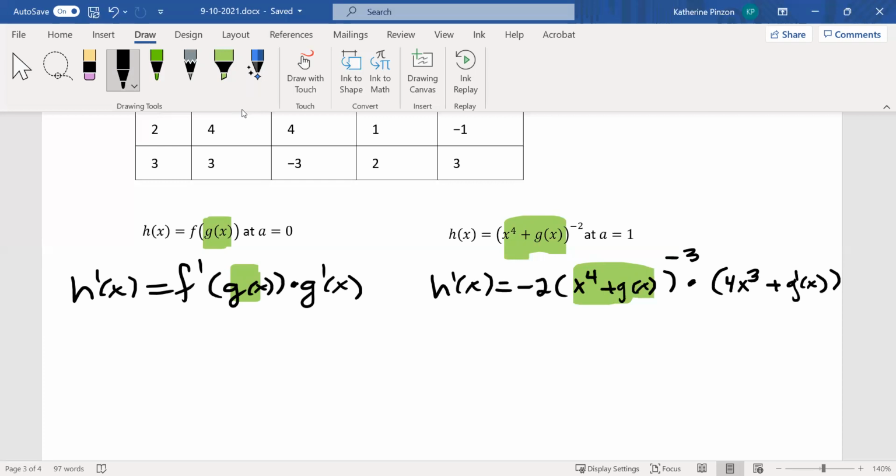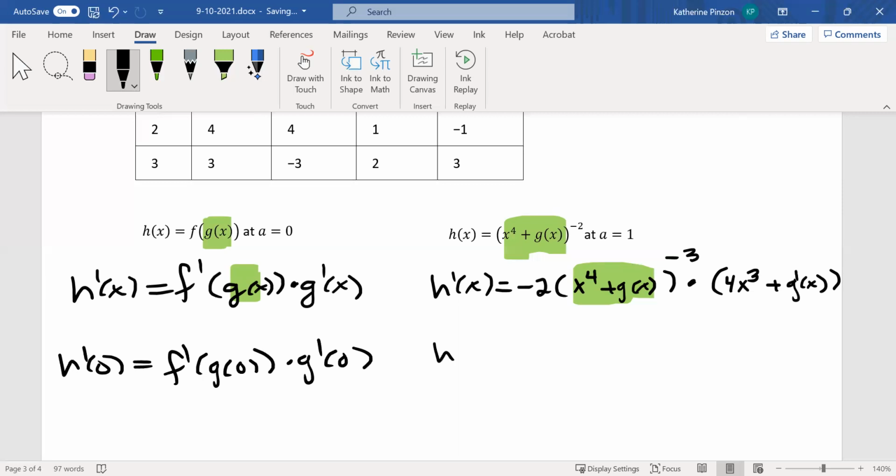This one says, find the derivative at a equals 1. So I'm going to replace all my x's with 1s. All the x's, right? This x here is going to get replaced with a 1. This x here is going to get replaced with a 1. This one's going to get replaced with a 1. So all of them are going to get replaced. Okay. H prime of 0 is f prime of g of 0 times g prime of 0.